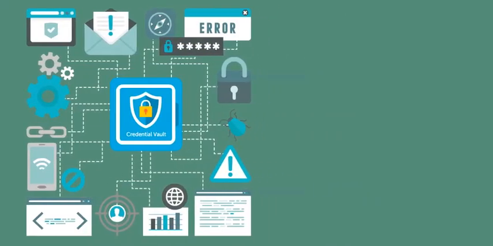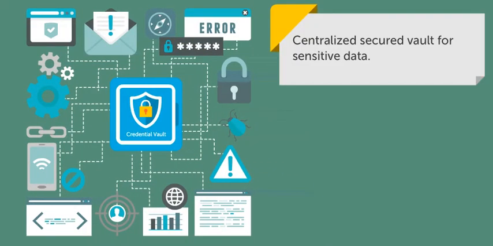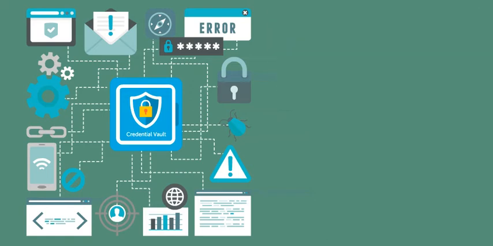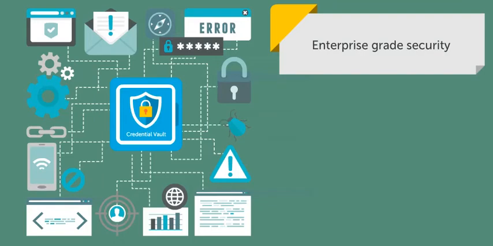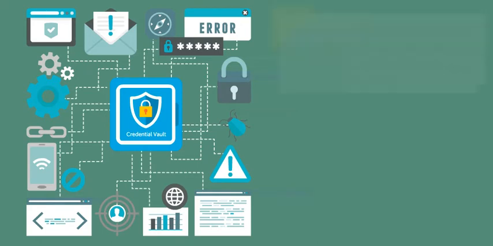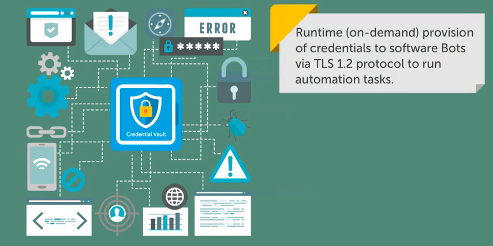Now, let us look into its key features. Credential Vault serves as the centralized, secured vault to save sensitive data. Credentials are encrypted using industry-standard enterprise-grade security encryption, AES 256-bits encryption, and can be accessed by authorized and authenticated users only. Credential values are fetched from the vault and transmitted to the client during task play via TLS 1.2 protocol for HTTPS when TLS is enabled.